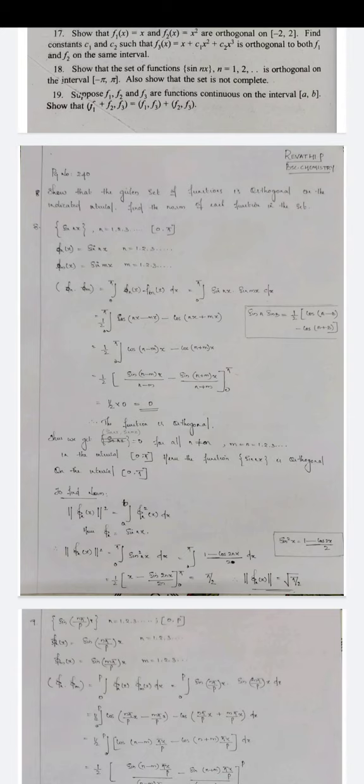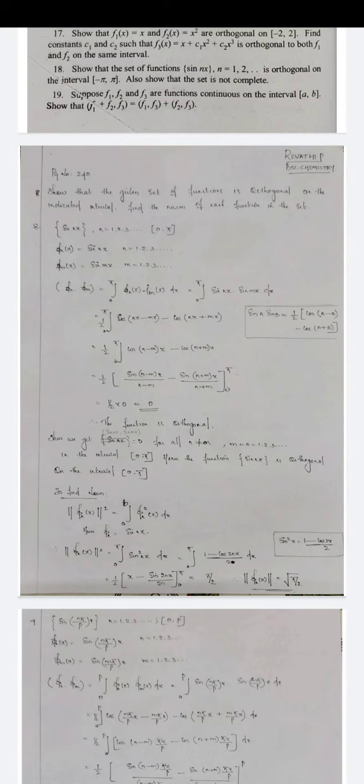We know that sin a into sin b is equal to 1 by 2 into cos(a minus b) minus cos(a plus b). So we need to substitute this in the equation for sin a into sin b. Thus we get phi n comma phi m is equal to 1 by 2 integral 0 to pi cos(nx minus mx) minus cos(nx plus mx), which is equal to half integral 0 to pi.